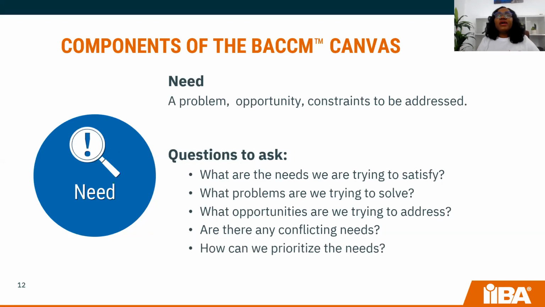And then if there are so many needs and conflicting needs, how can we prioritize these needs? As the business analyst on your own, you are not able to make this decision. You need to work in line with your stakeholders to help you prioritize those needs.